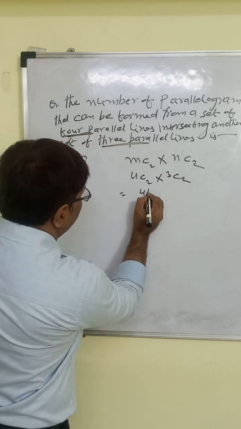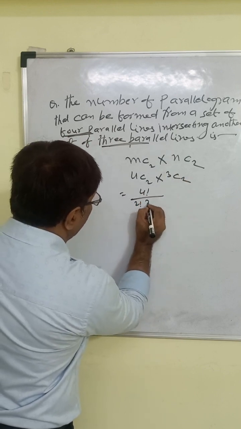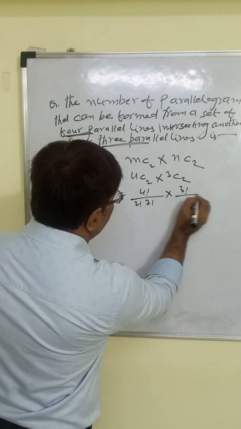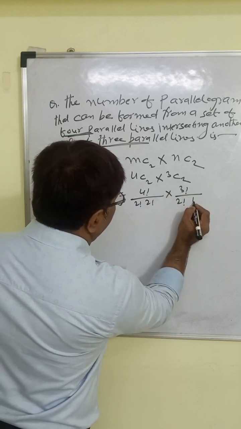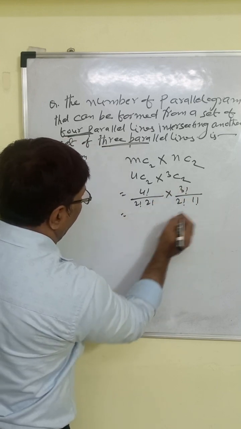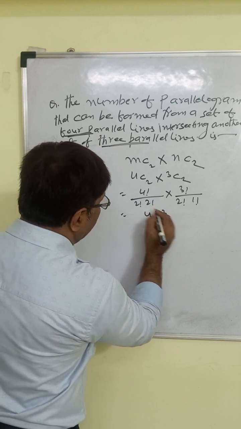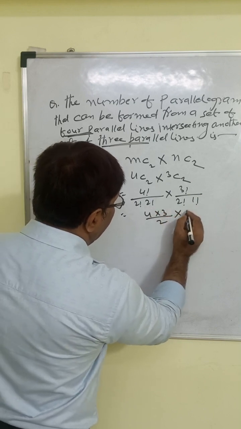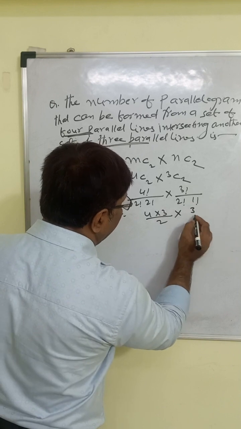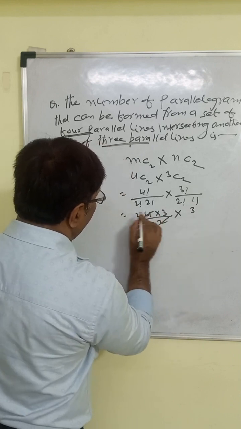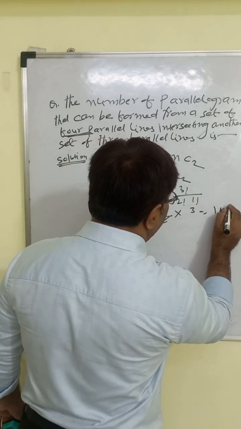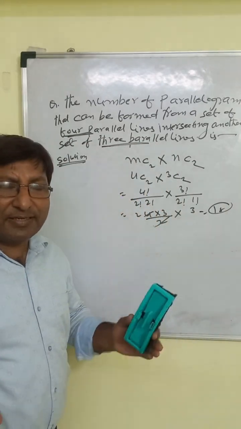When we solve this, 4 factorial over 2 factorial into 2 factorial, times 3 factorial over 2 factorial into 3 minus 2, which is 1. Now 4 into 3, the 2 will be cancelled, we get 2 here. Here 3 into 2, the 2 will be cancelled, only 3. So 2 into 3 is 6, and 6 into 3 is 18. So our correct answer is 18.